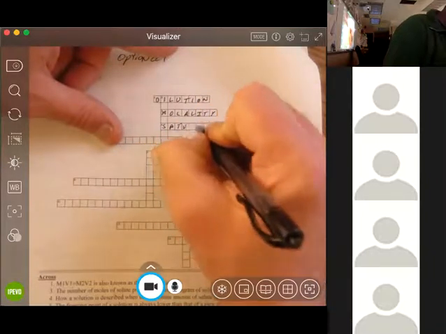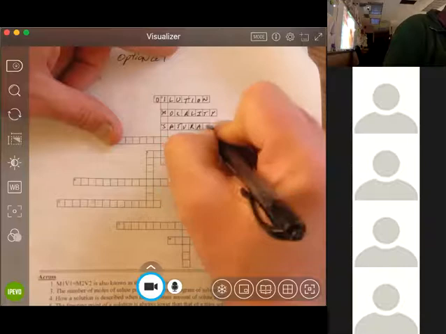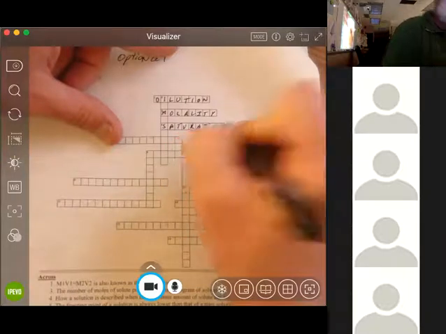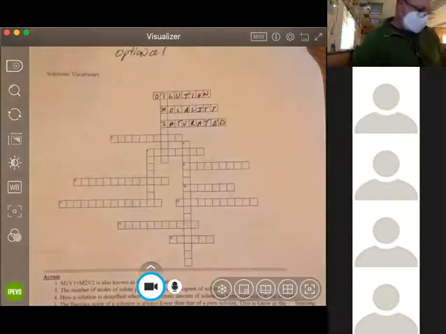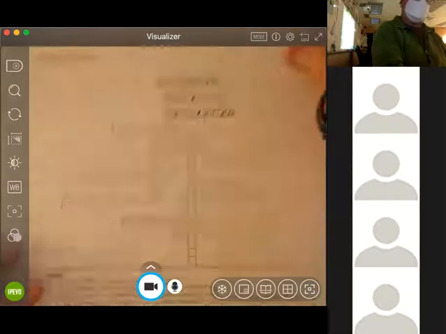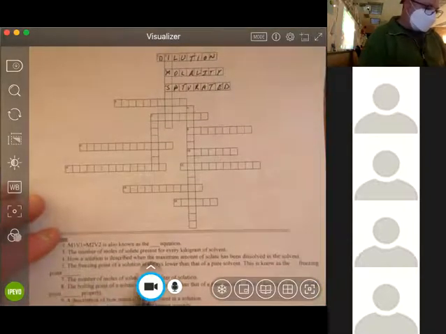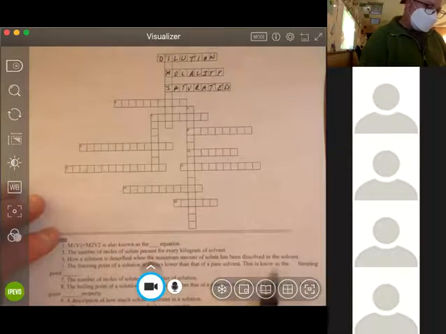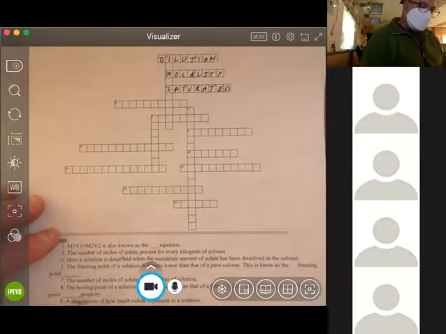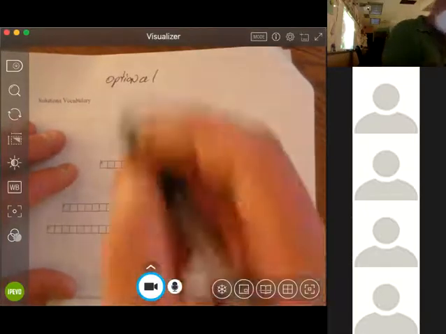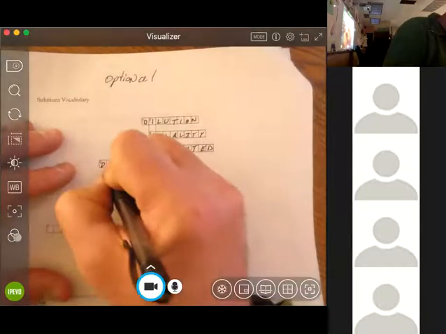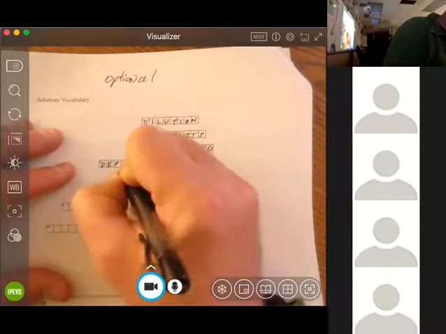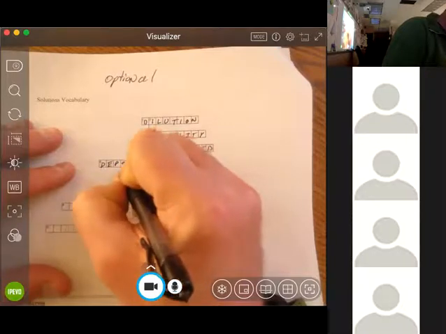Saturated. How do we spell this? Saturated solution. Number 5, the freezing point of a solution is always lower than that of the pure solvent. This is known as the freezing point depression.